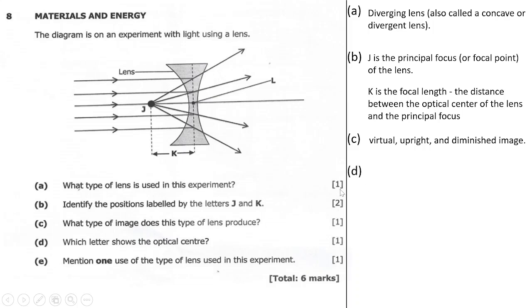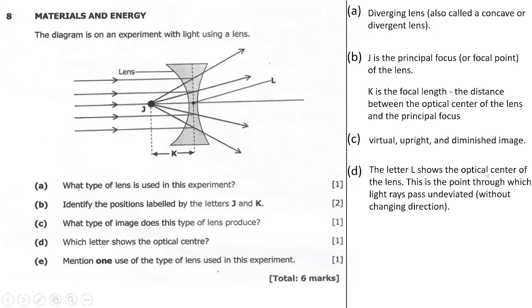Then D, it is talking about which letter shows the optical center. So it is L. The letter L shows the optical center of the lens. This is the point through which light rays pass undeviated, or without changing direction. Then we go to E: mention one use of the type of lens used in this experiment.